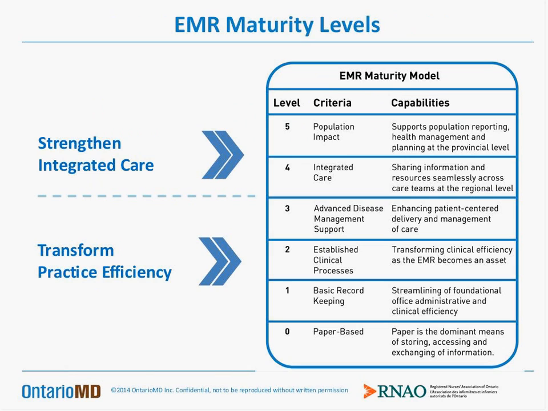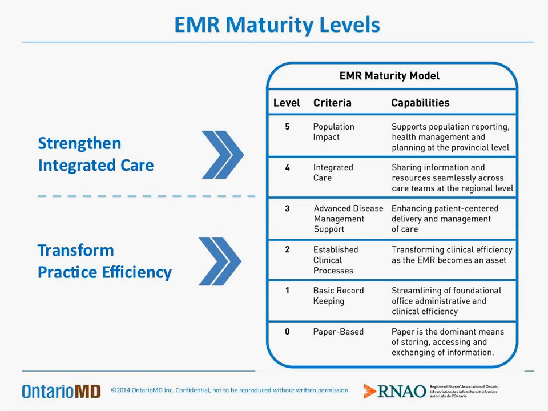Looking at the maturity model itself from the bottom of the table going up, level 0 means that the practice does not utilize any EMR at all. Papers are the only means of storing and accessing clinical information. Level 1 shows that there is a computer and it is only used for basic record keeping. Level 2, an example would be using the EMR for scheduling patients. Level 3, a good example would be utilizing your EMR for chronic disease management. Level 5 is more for integrated care.